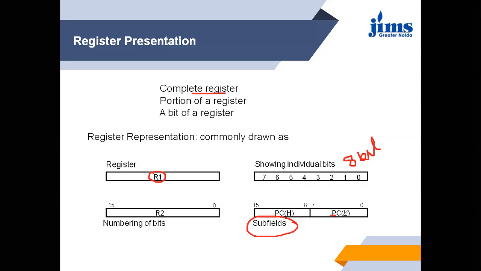Or we can use subfields, in partitions. Suppose PCL, this is 0 to 7 is PCL. PC, I told you in the last slide, is the program counter. L means low and H means high. We will see these things later, so don't worry about what these are. We will discuss the program counter, accumulators, all these things in detail.